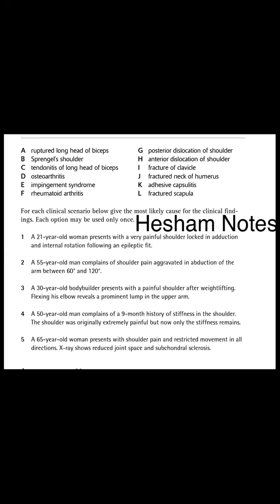Question number 2. A 55-year-old man complains of shoulder pain aggravated on abduction of the arm between 60 and 120 degrees. It is a history of impingement syndrome. Question number 2 is E. Yes, E. Excellent. Impingement syndrome or painful arc syndrome.